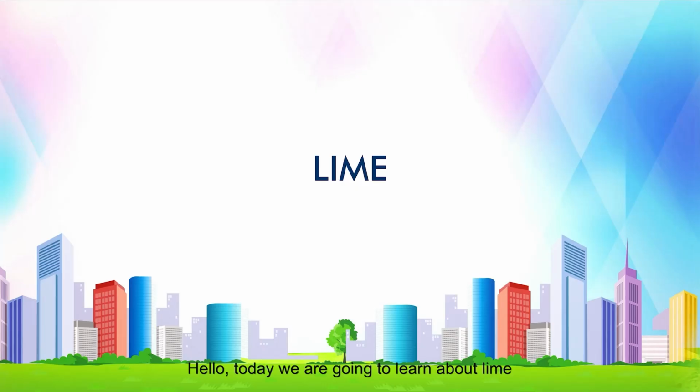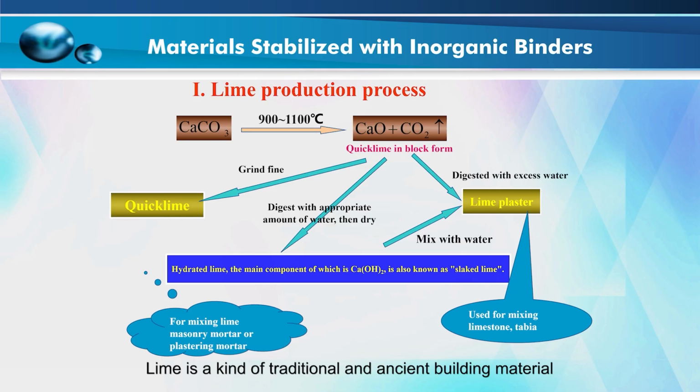Hello, today we're going to learn about lime. Lime is a kind of traditional and ancient building material, which is an air-hardened cemented material with calcium oxide or calcium hydroxide as its main component. According to the processing method of the finished lime, the lime has the following four finished products.